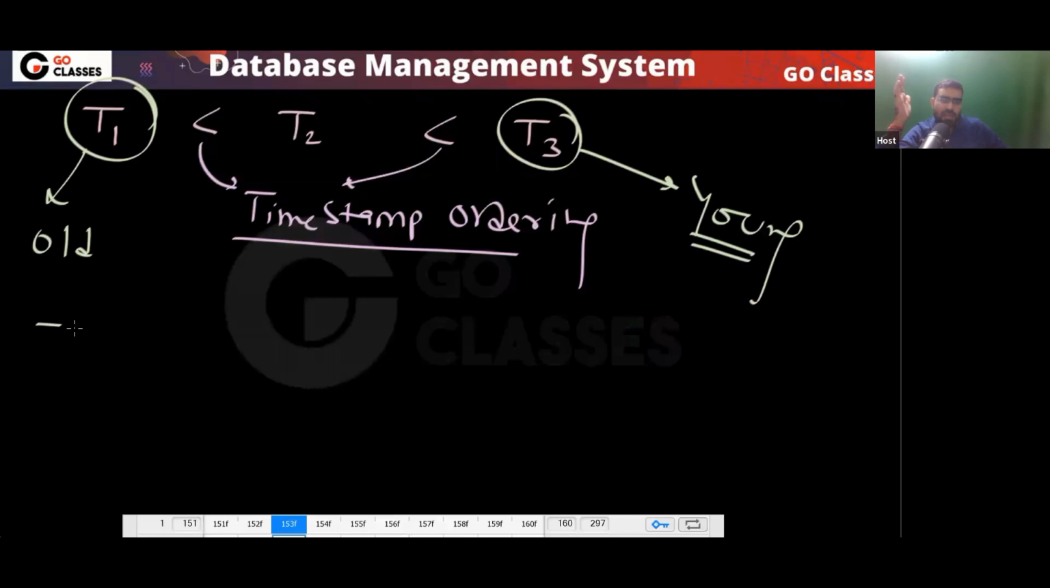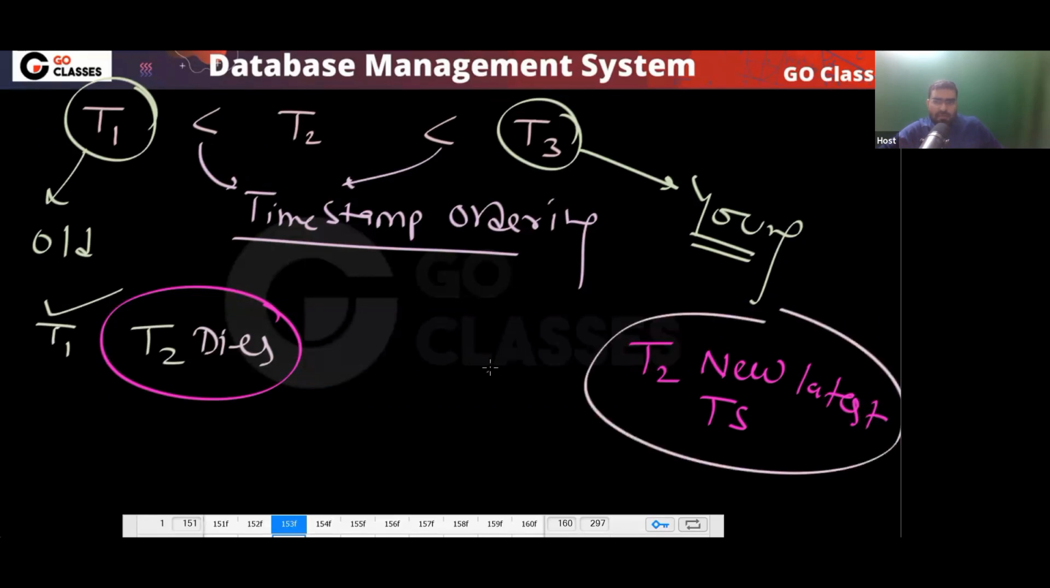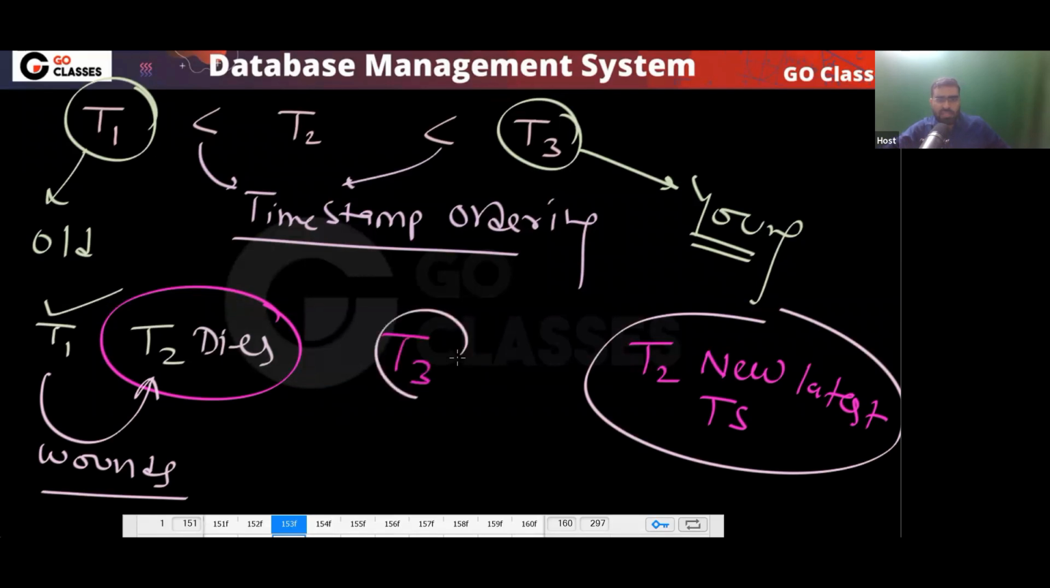Very simple. T1 is there, let's assume it is executing. Let's assume T2 dies. Now if T2 dies, it comes back again with a new, latest timestamp. Then the problem is this: now it is again younger, then again the older transaction can make it die. T3 has also come, and this T3 can want this T2.